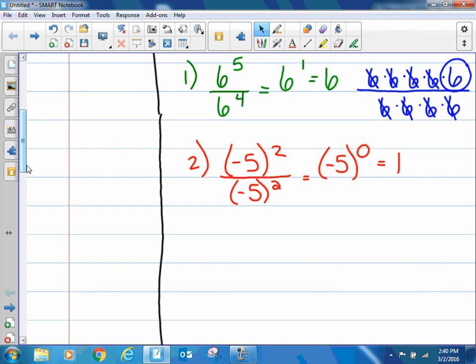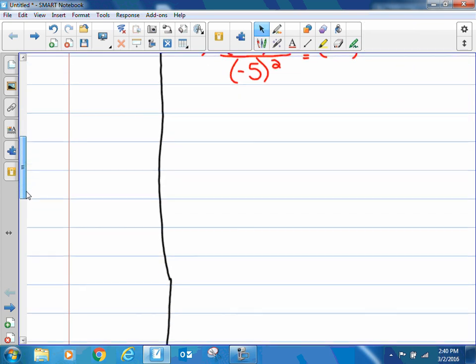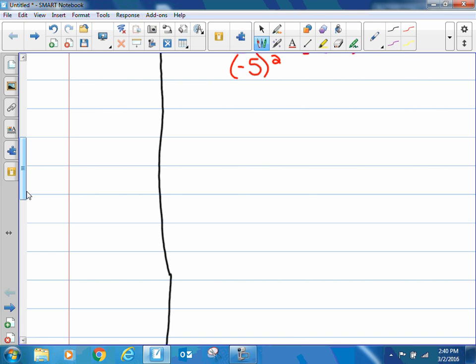All right, a few more examples with this. It does get a little bit more complicated. I have 9 to the 4th times 9 squared over 9 to the 7th. So I'm first going to use the multiplication property. If I have this base of 9, I can add my exponents. 9 to the 4th times 9 squared would give me 9 to the 6th. And that's going to be over 9 to the 7th on the bottom.